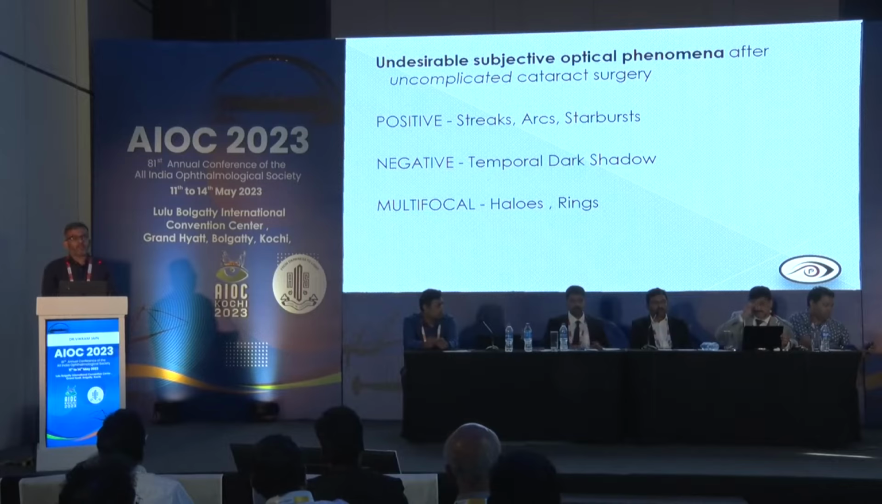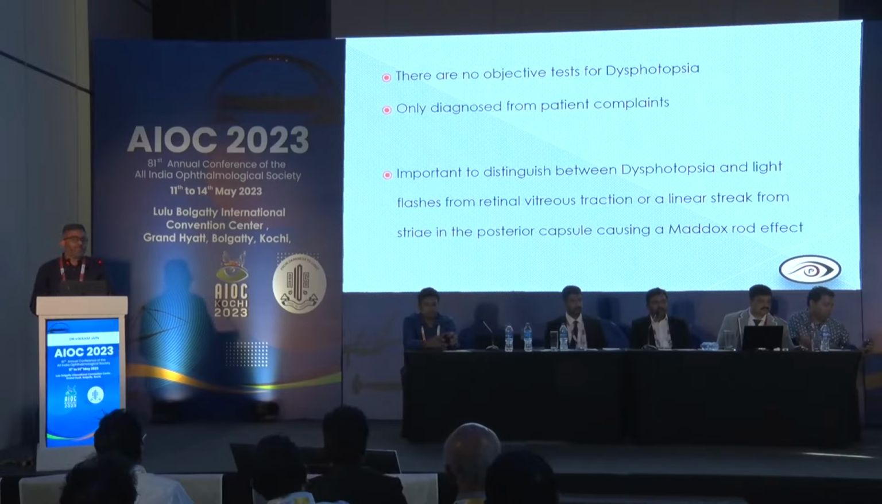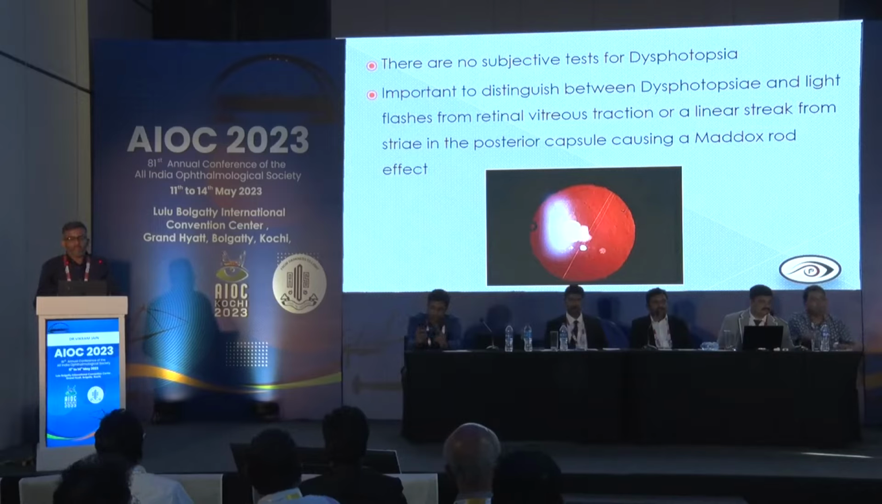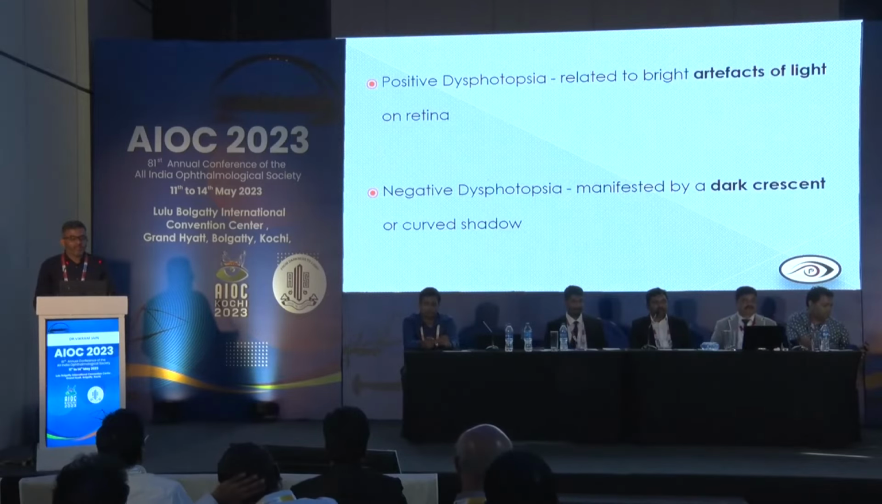So you have positive as well as negative dysphotopsia. Positive come in the form of bright light, in the form of arcs or streaks. Negative is a temporal dark shadow that most of our patients always complain about. There are no objective tests for this dysphotopsia. It's always based on the patient complaint. And remember, you should always distinguish this dysphotopsia from vitreous traction, the retinal vitreous traction, as well as a linear streak, if there is a linear streak in the posterior capsule which is causing the Maddox rod effect. So distinguish this from a positive dysphotopsia.